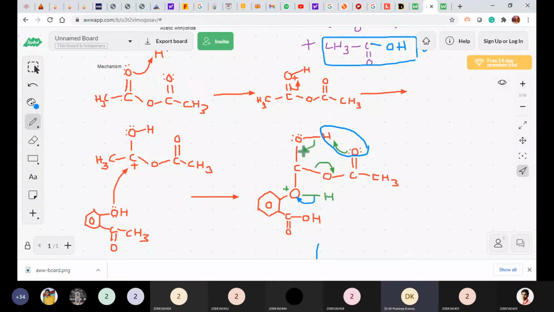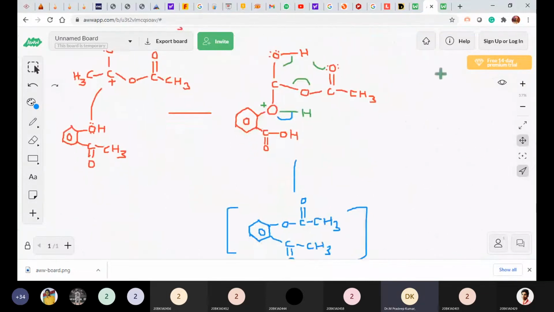Now, because it will become neutral, this bond will be broken and come back to this carbon oxygen. So you can see here clearly, this molecule will be released in the solution and it will form acetic acid. Did you understand?